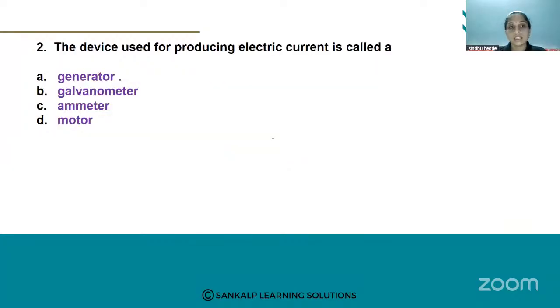Second one, the device used for producing electric current is called: which device is used to produce the electric current in the circuit? First one, generators, second one, galvanometers, third one, ammeter, and fourth one, motor. If the current goes off in our house, temporarily we use generators, right? So generators are used for producing electric current. So A option is correct.